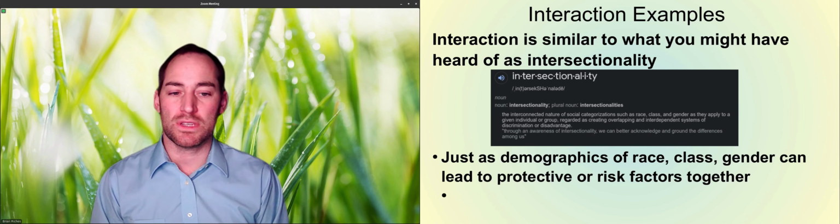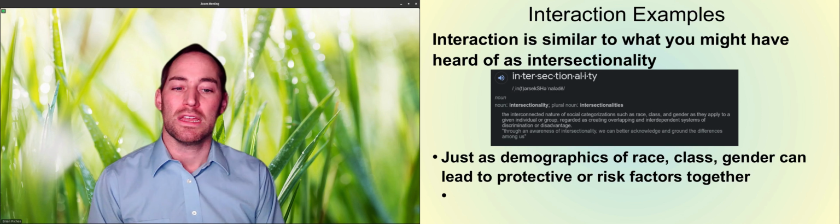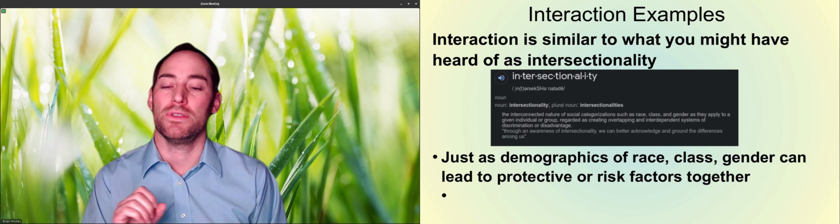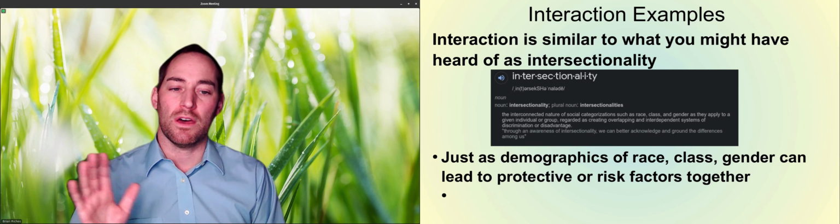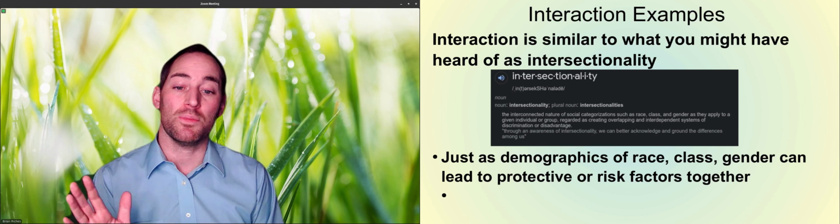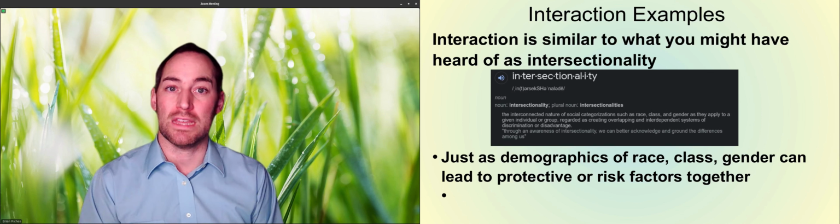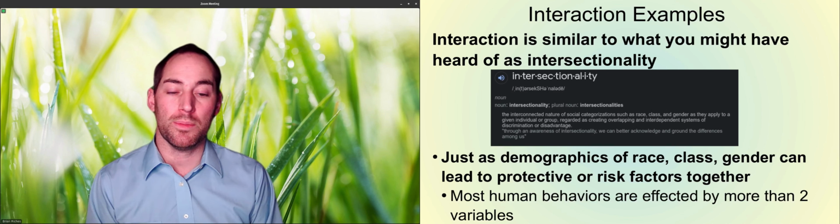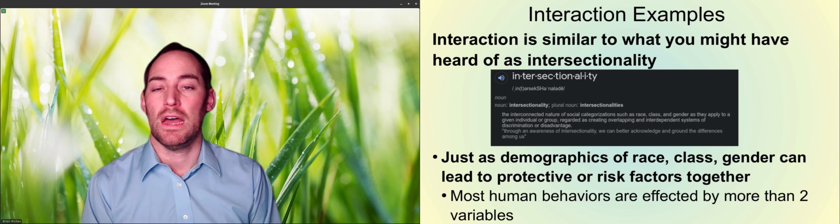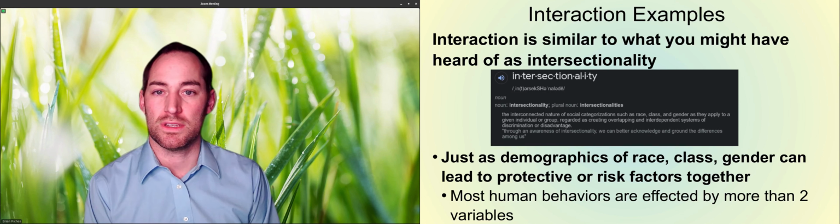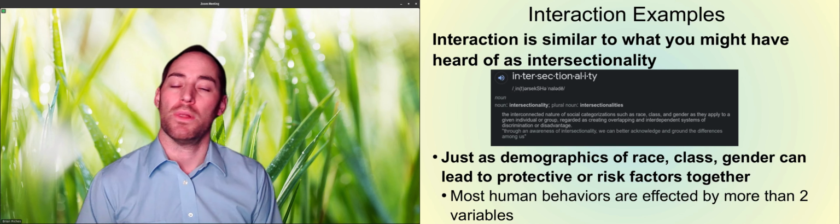So just as those demographics of race, class, and gender can lead to those protective factors, demographics of race, class, and gender can lead to protective or risk factors together. So most human behaviors are affected by more than two variables in any given situation. So the social pressures of the group plus your biology.